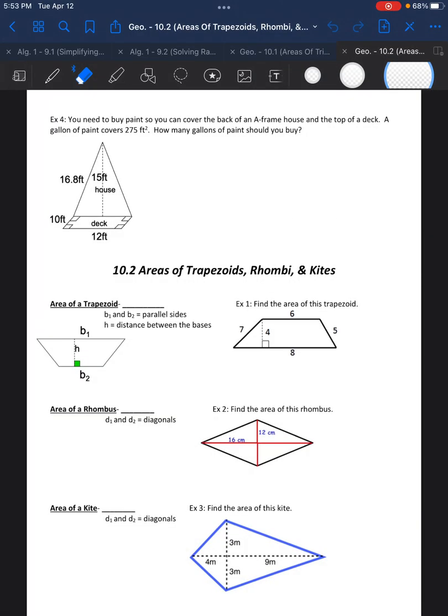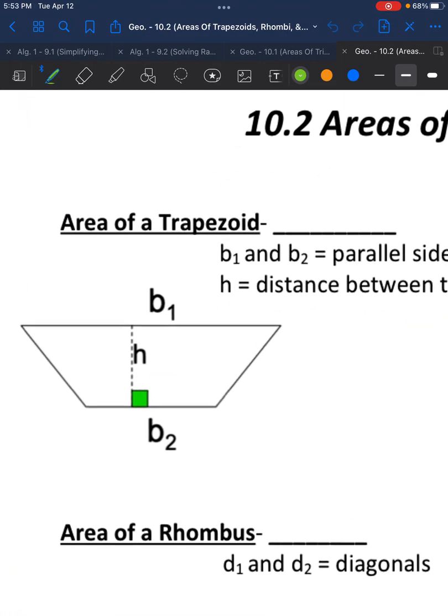Hey everyone, it is section 10.2 today, areas of trapezoids, rhombi, and kites. So first with the area of a trapezoid, we've got another formula, but before we just dive into the formula, I want to do a little exploration with it.